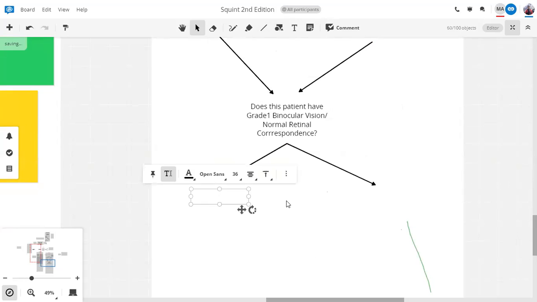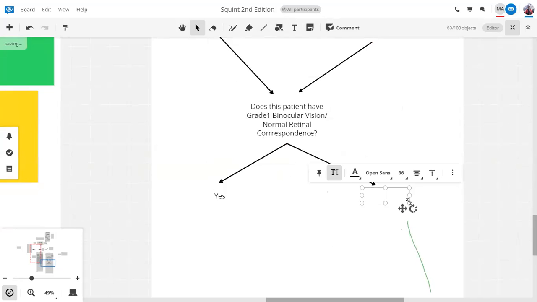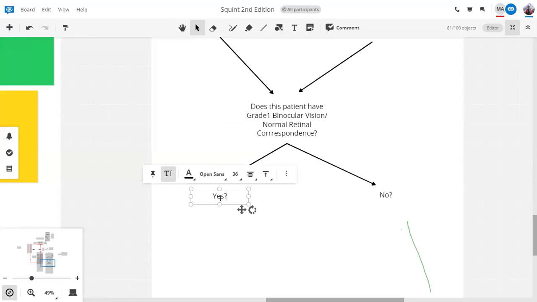It's a closed-ended question. The answer is either yes or no. Okay, it's pretty simple. No को हम discuss कर लेते हैं. So, does this patient have grade 1 binocular vision? Normal correspondence. The question is yes.